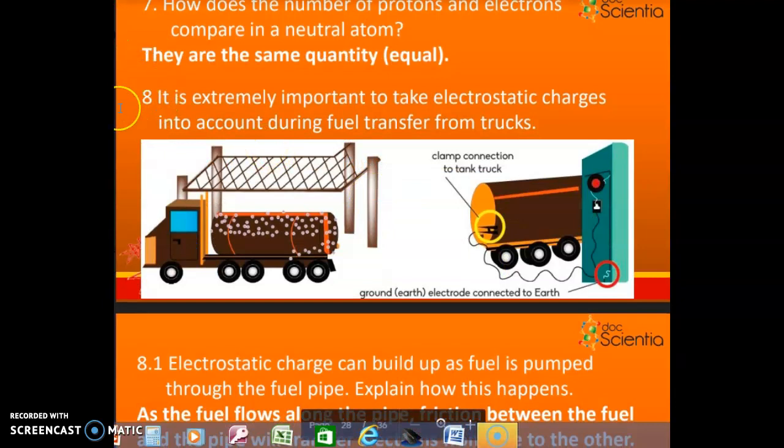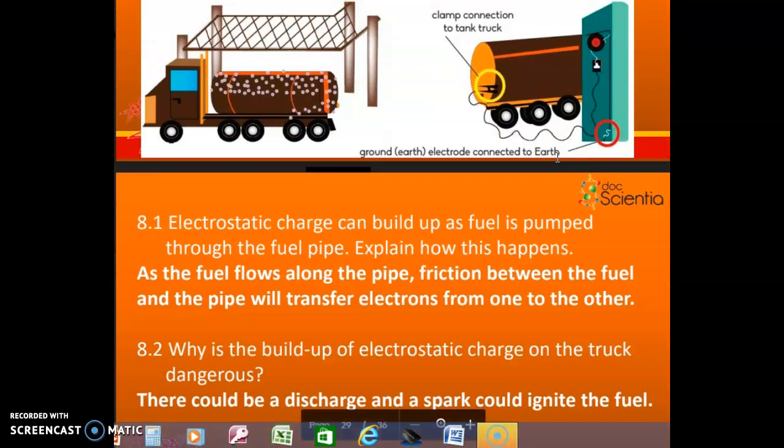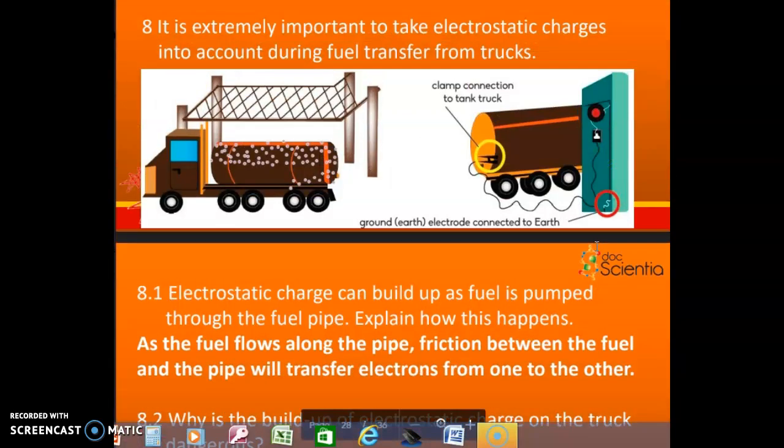Number 8. It is extremely important to take electrostatic charges into account during fuel transfer from trucks. 8.1 asks, electrostatic charge can build up as fuel is pumped through the fuel pipe. Explain how this happens. So, as the fuel flows along the pipe, friction between the fuel and the pipe will transfer electrons from one to the other.